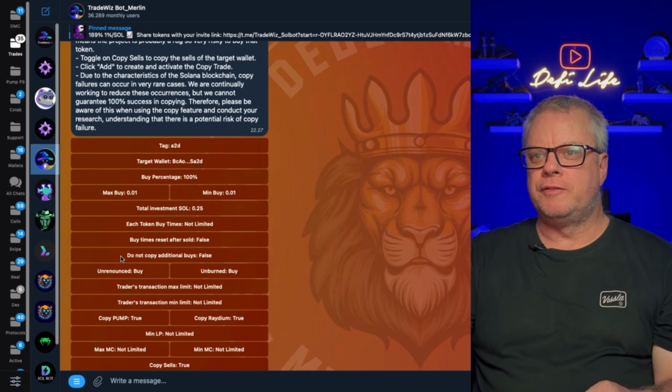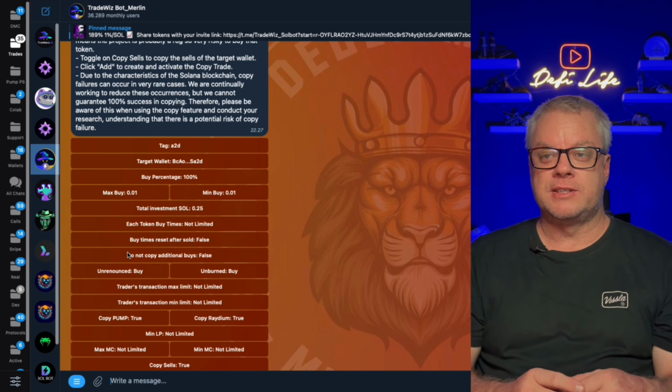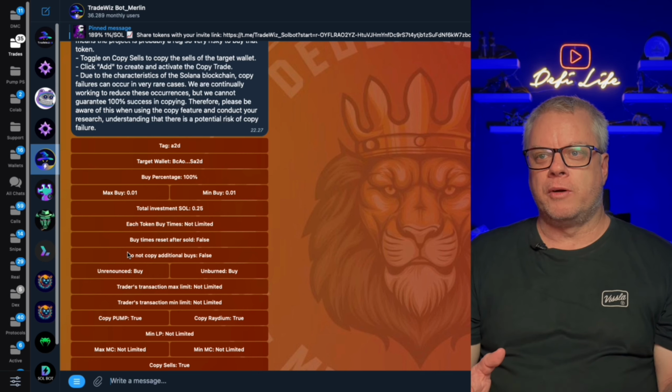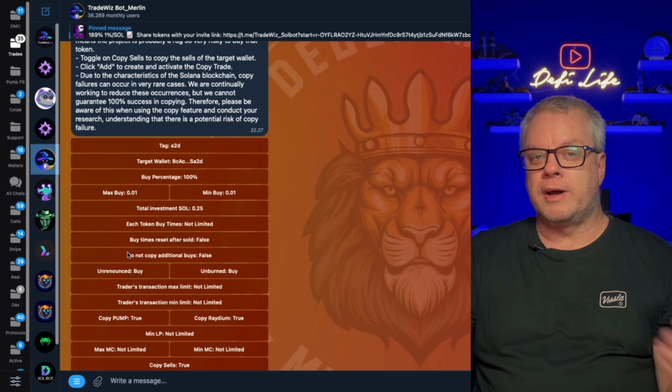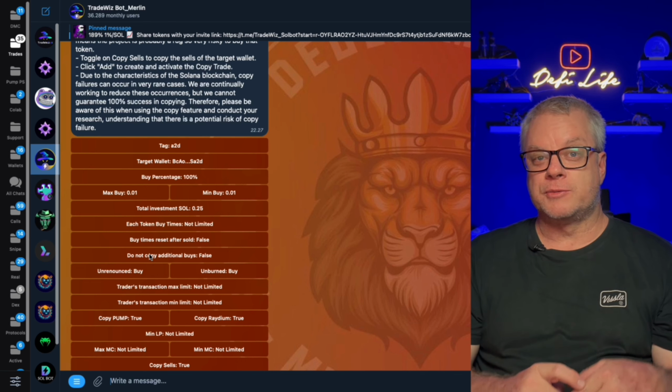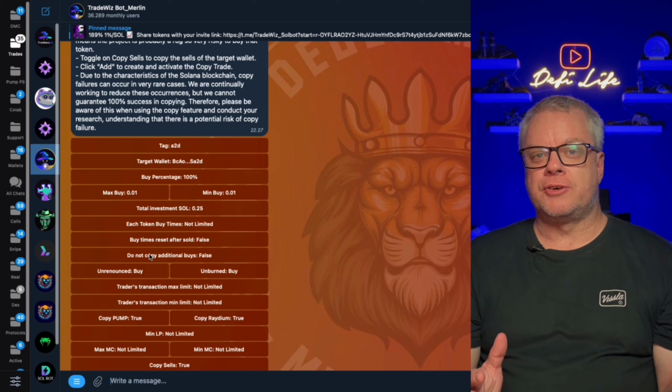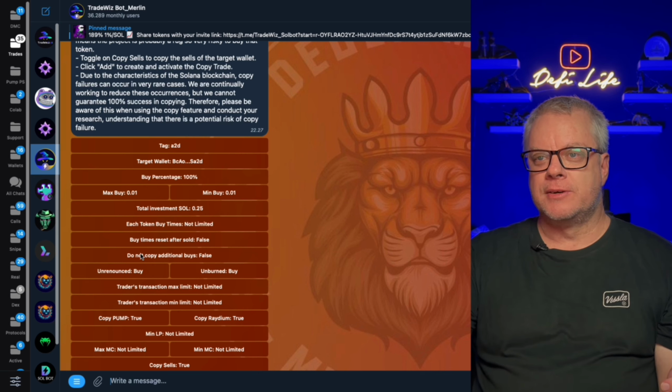Now this is another new feature that's been added by TradeWiz. This feature will stop you from copying other wallets buying the same token. If you have quite a few wallets that you're copy trading and they all buy the same token, the first wallet will buy that. Then if those other wallets try to buy that token, this will actually stop that buy if you set it to true. But I'm going to leave that as false for now. So that is a fantastic new feature.